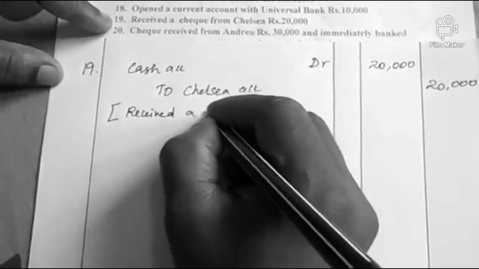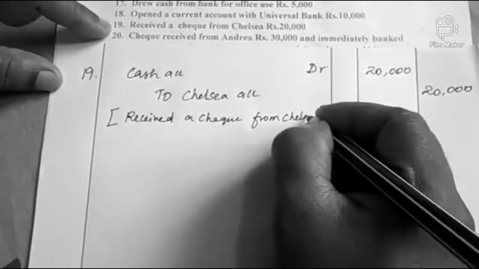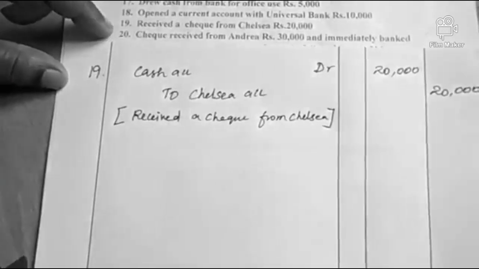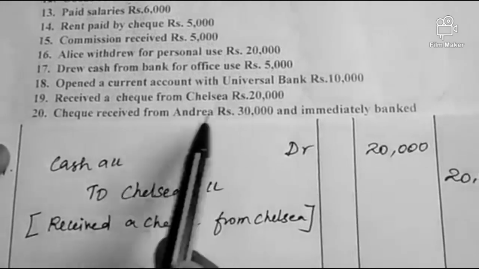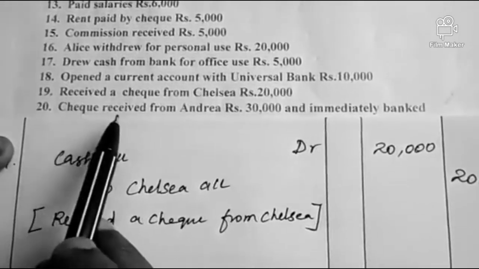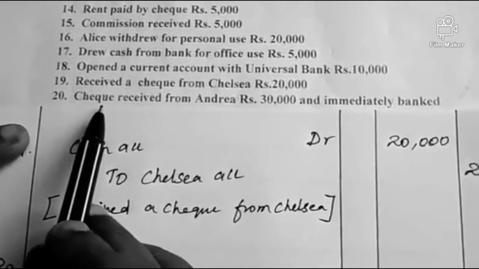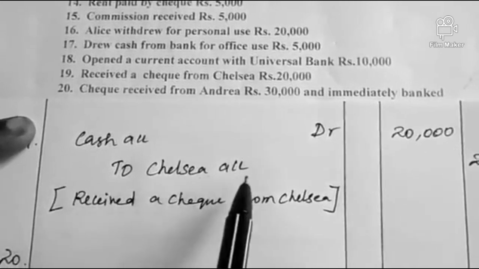Received a check from Celsia. Then next transaction: check received from Andrea. So what is the entry for this transaction? When you receive any check from any person, treat it as cash received. So the entry for this transaction is cash account debit to Andrea account.